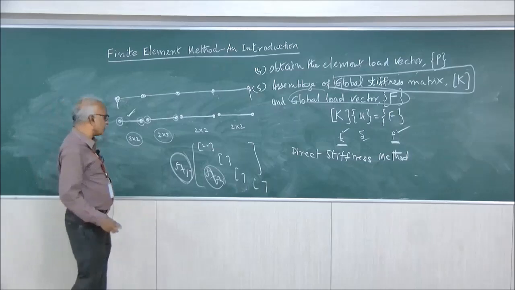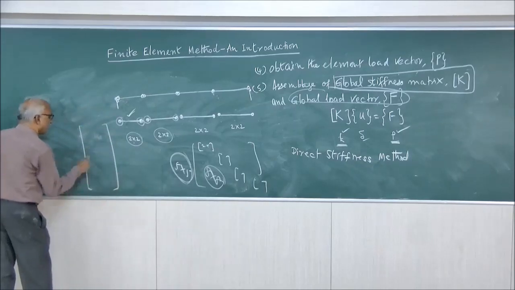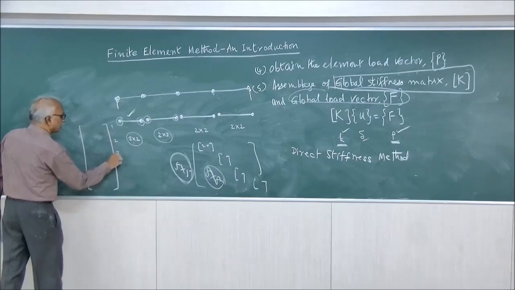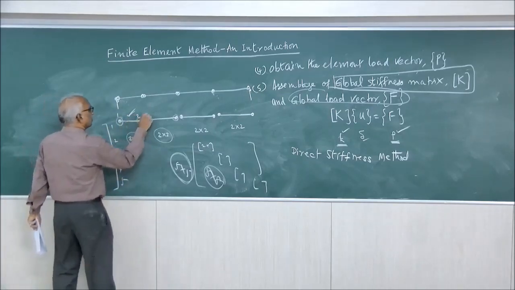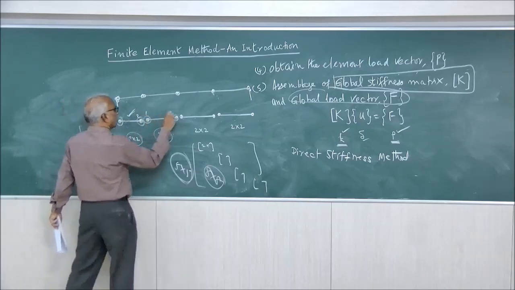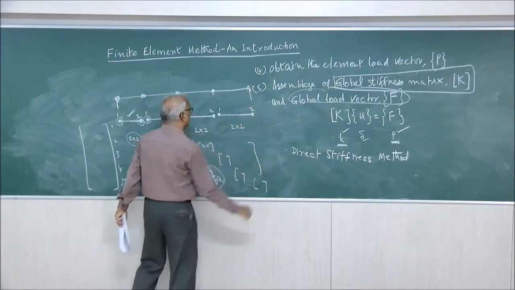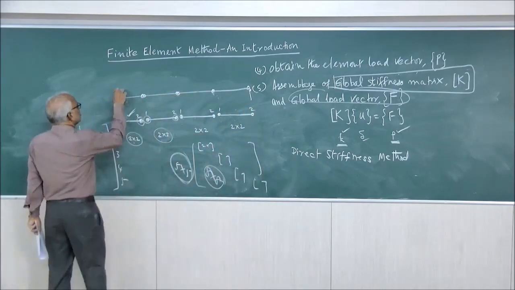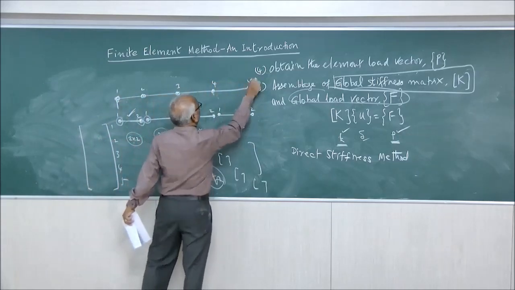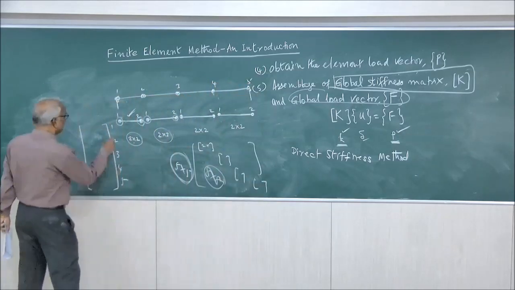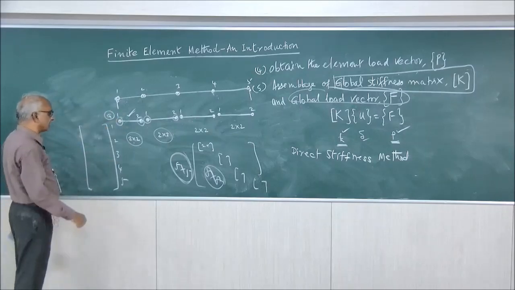5 forces. For example, we can say 1, 2, 3, 4, 5. Let us say this is 1, 2, this is 1, 2, this is 1, 2 for the elements. Now this is 1, 2, 3, 4, 5. So 1, 2, 3, 4, 5 is the global numbering. This is the global numbering of the structure load vector.